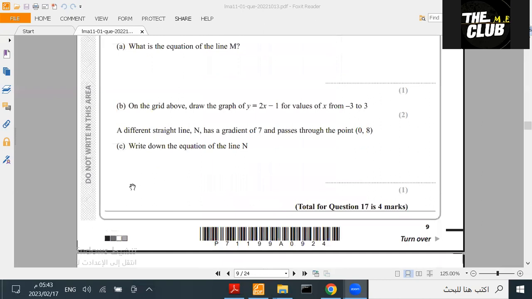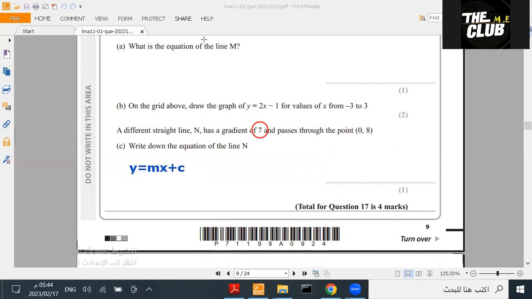In question 17C, a different straight line n has a gradient of 7 and passes through the point 0, 8. Write down the equation of the line. He told me its gradient is 7. When you write the equation of a line, you write y equals mx plus c. What is m? m is the gradient that was given to you. So m is 7, we write it as it is.